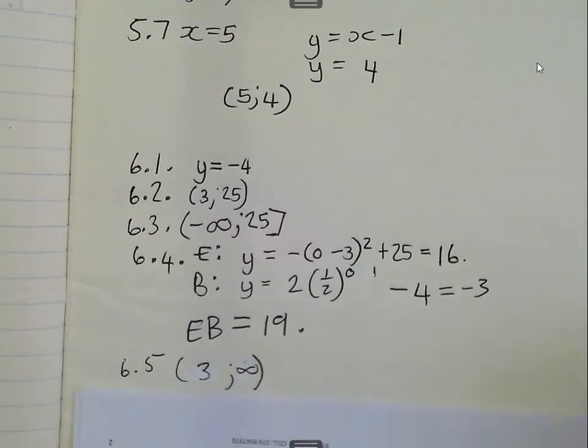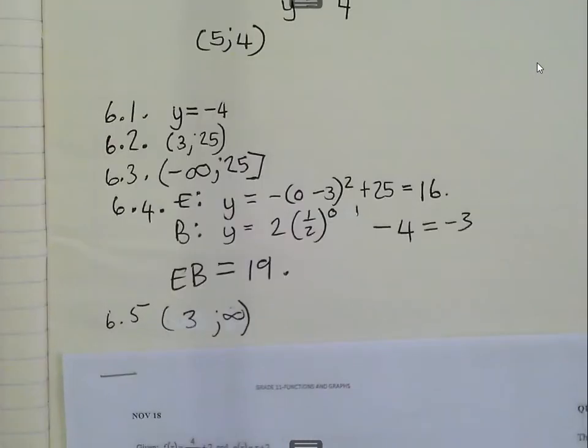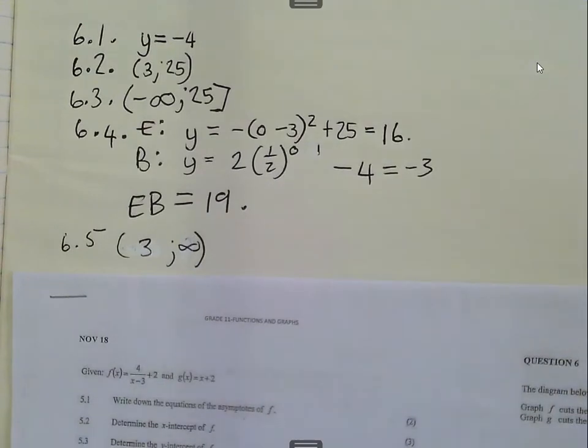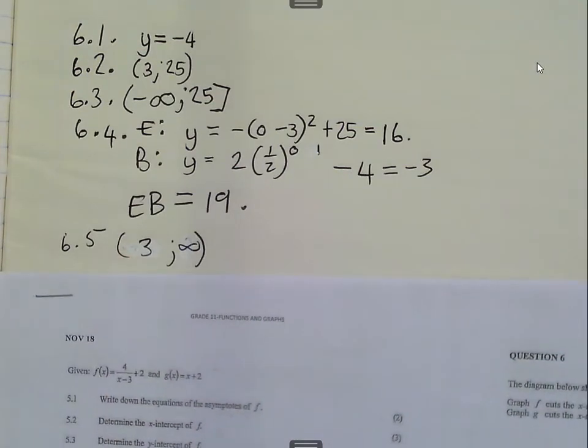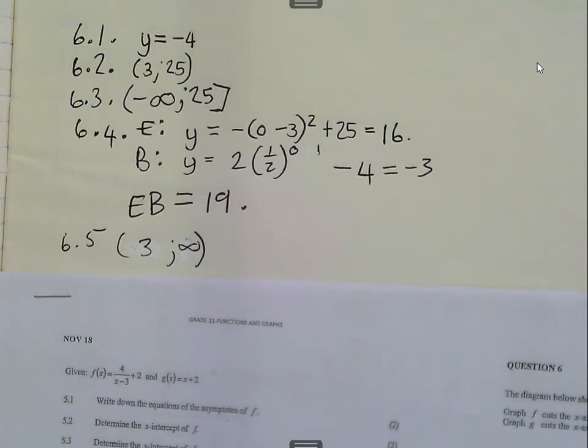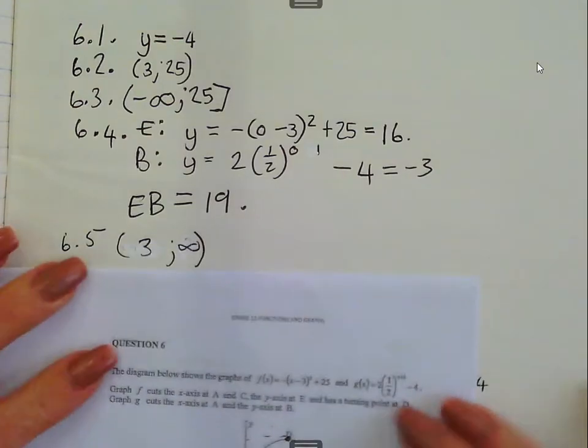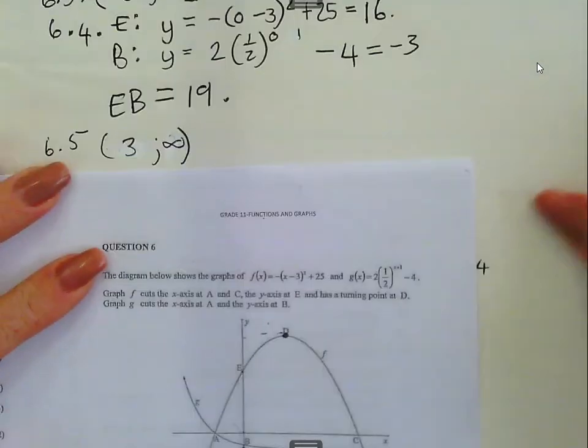The question might have been, where is it increasing? Then you'd say from negative infinity up to 3, but not included. Sorry, I meant from negative infinity up to 3. Then it would be increasing. But the decreasing is from 3 to infinity.